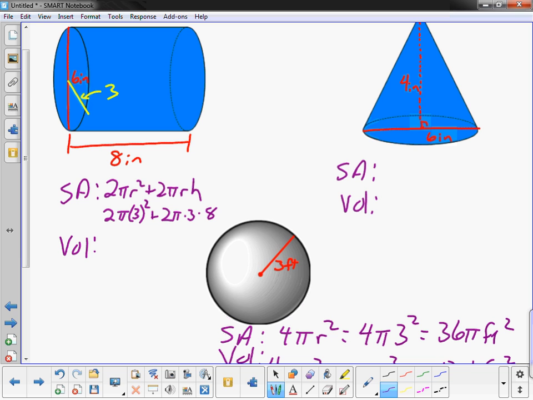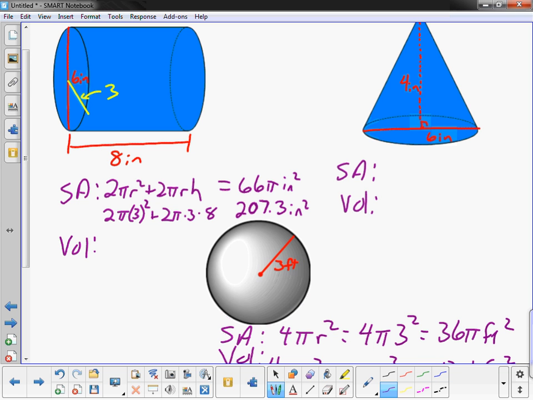So 2 times 3 squared is 18. 2 times 3 times 8 is 48. 18 and 48 is 66, if I remember right. So my surface area exact answer is 66 pi square inches. And if I multiply that out, I would get around 207.3 square inches to completely cover that thing. So if I think about that as a can, say that's a can for food, I would need 207.3 square inches of metal to make that can.